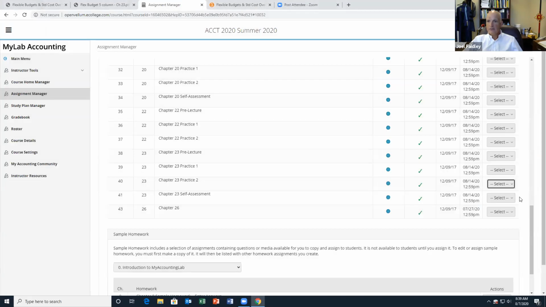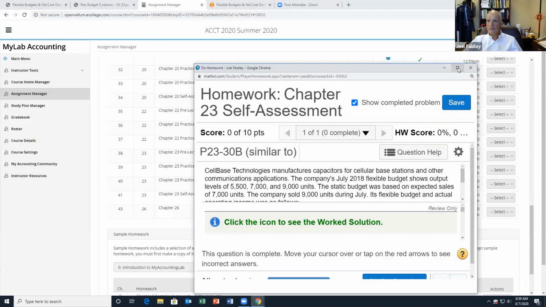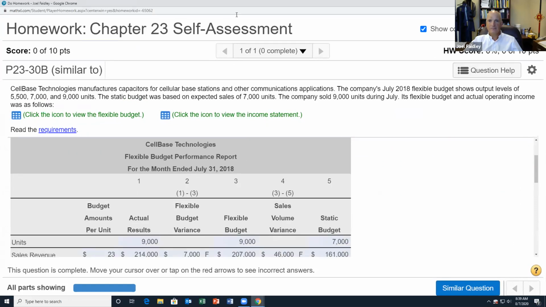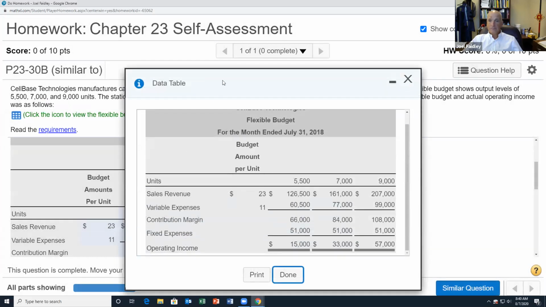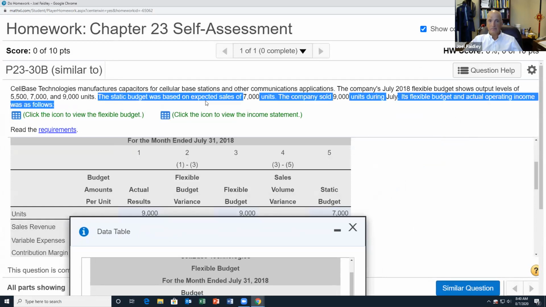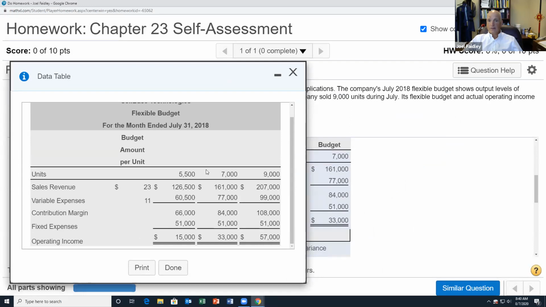All right, and then finally here, the self-assessment. One exercise, and I'm sure this is a flex budget problem. Yes, it is. And they give you all the information for this. The static budget is 7,000 up here at the top. 7,000 units. So all we do is what? Go down here and plug in this 7,000 column all the way down. See that there? That's all you do. Start with column 5, the budget.